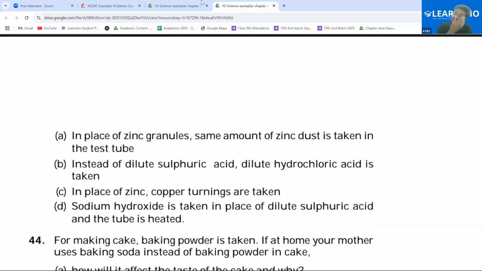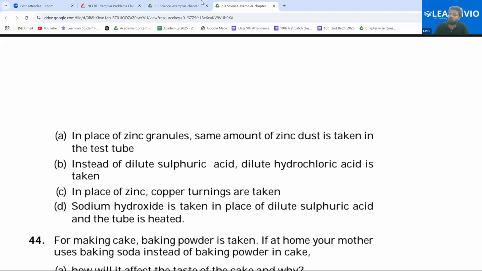What would happen if, in place of zinc granules, a small amount of zinc dust is taken? What would happen? Sir, the same reaction will happen, right? There is no change. Zinc granules mean bigger balls, and powder means dust. So is there any change observed here or not? No change, right?